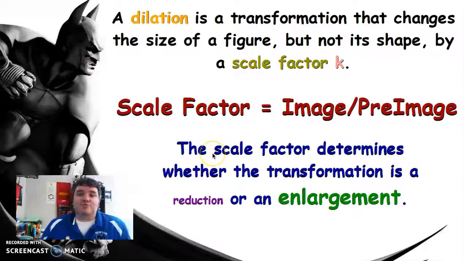The scale factor determines whether you're getting bigger or smaller. A reduction means that your scale factor is between 0 and 1. So it's going to be a decimal that starts with 0 point, or a true fraction in which the numerator is smaller than the denominator. An enlargement means that k, the scale factor, is going to be greater than 1.